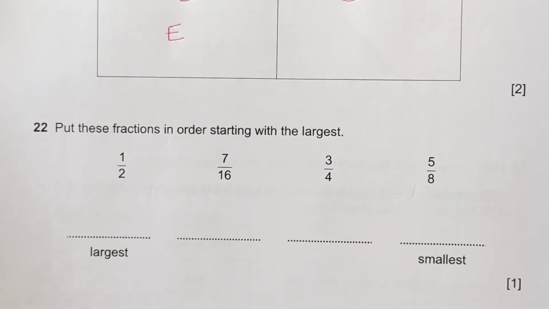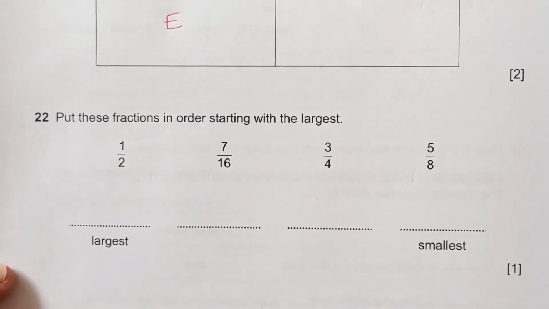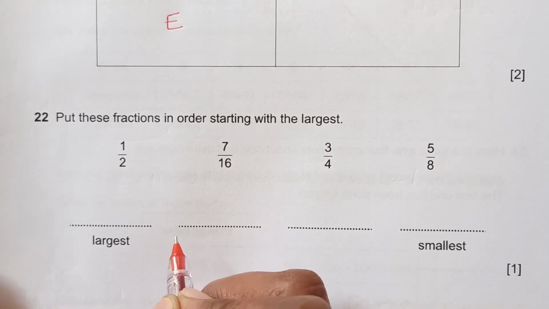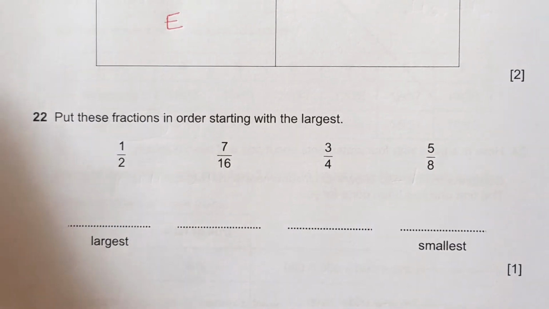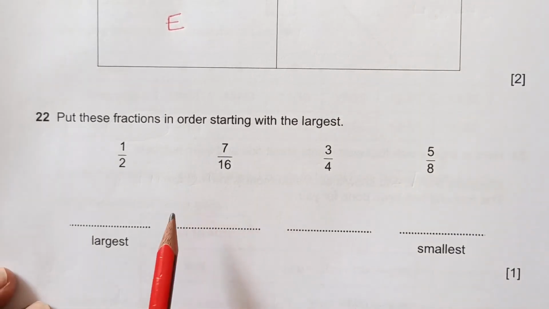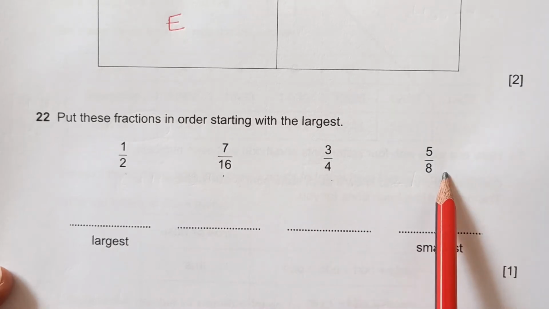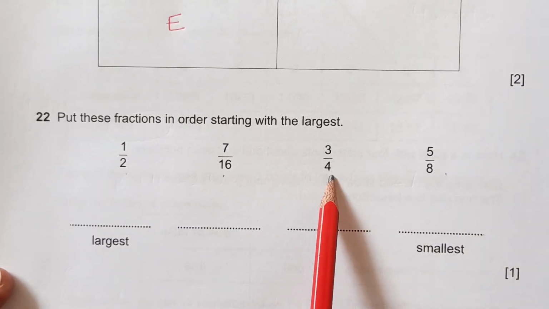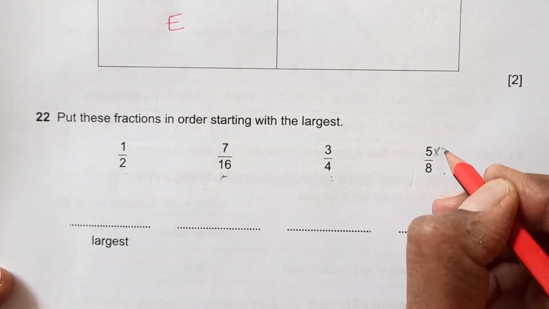Number 22, put these fractions in order starting with the largest. Okay, so for the largest, first of all, you need to make the denominator the same. So let's make it, if possible, 1 over 2, 7 over 16, 3 over 4, 5 over 8. This can be made 8. Yeah, it's 16. So we can make 16 for all of them.